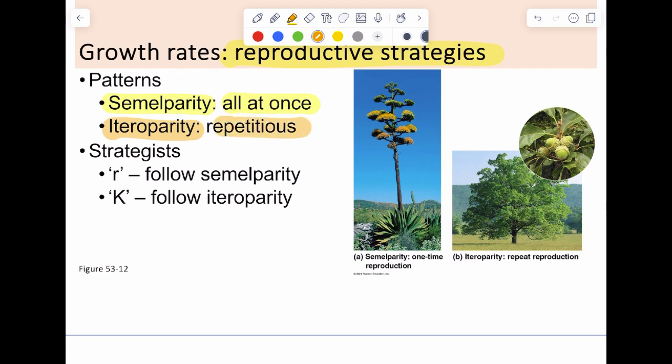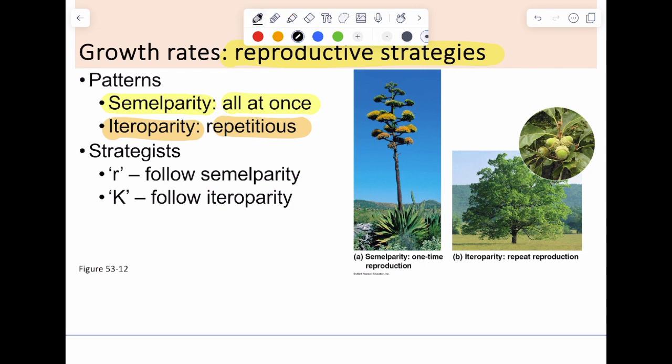So these ones, you get many shots at it. The catch with iteroparity is if you compare the numbers per round of reproduction, they're a lot smaller than they are with semelparity. I mean, you can still make a lot, but it's not as many as the one and done. It's still a smaller amount per round. Which one is better? The answer is they both are surviving, so they both work.